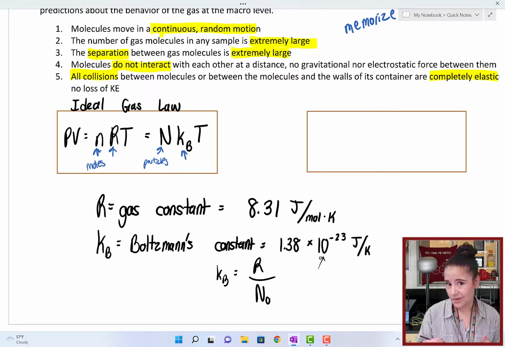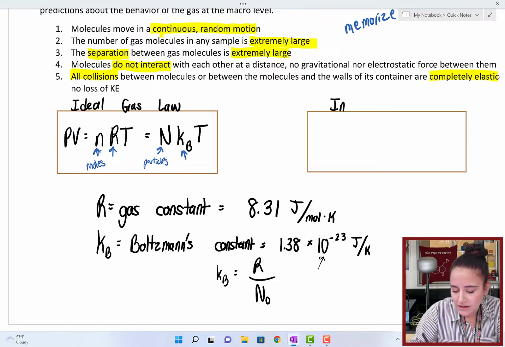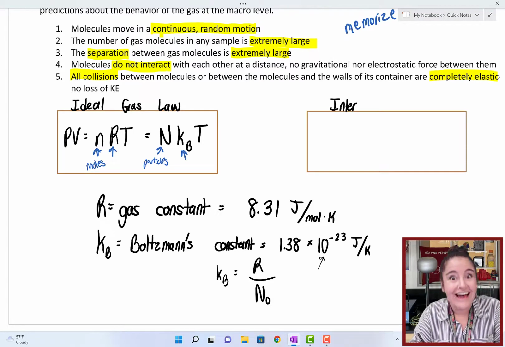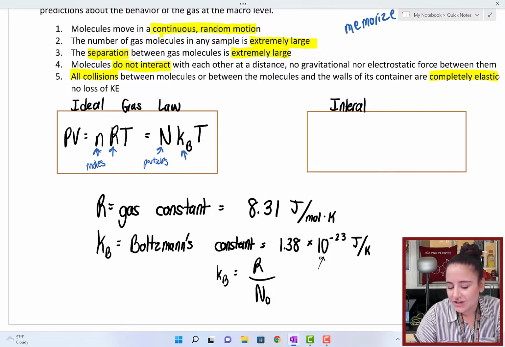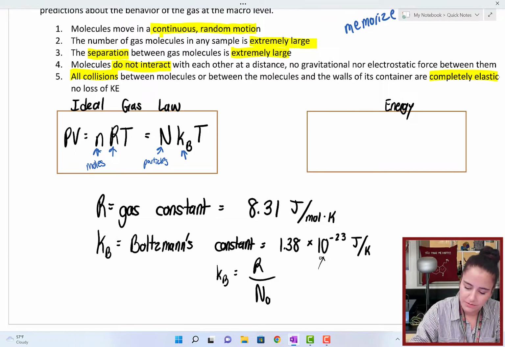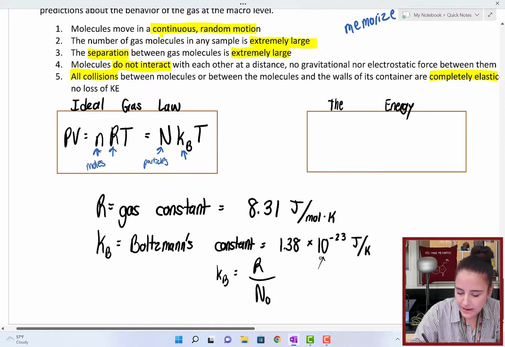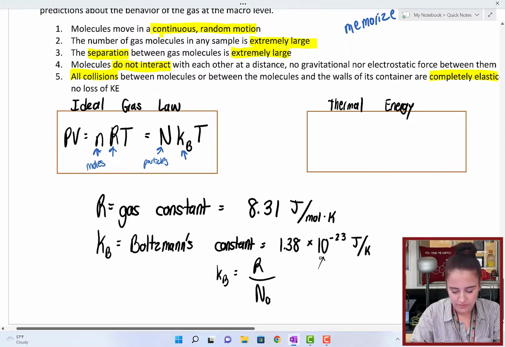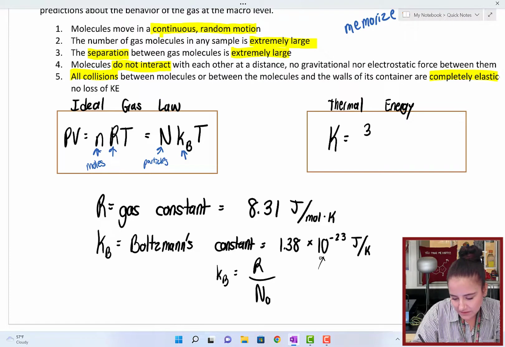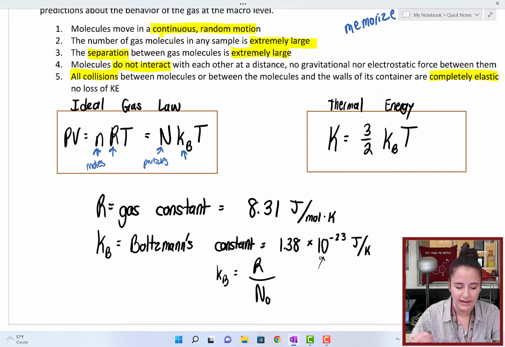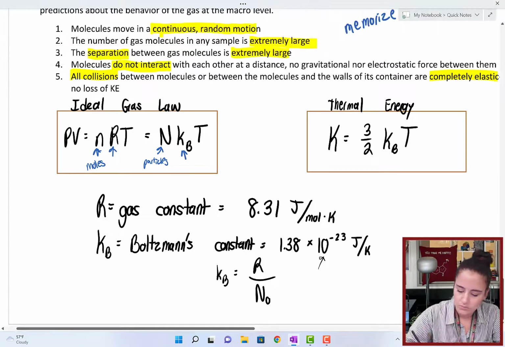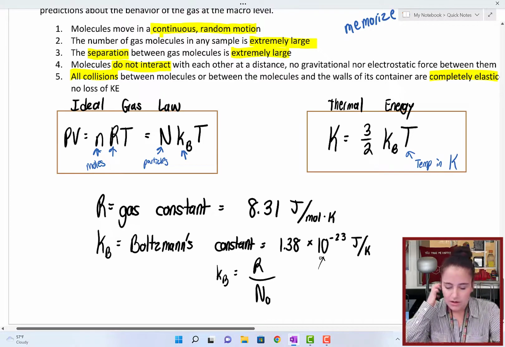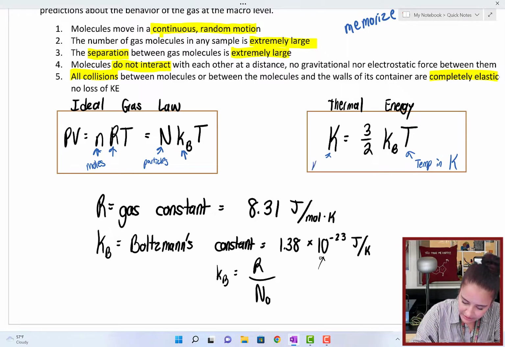But there's another equation on our equation sheet that we'll use on occasion for internal energy, okay, or kinetic energy. Actually, I'm going to call this one thermal because we're talking specifically about the internal kinetic energy of a particle. And that's K equals 3/2 Boltzmann constant times the temperature in Kelvin. And this K is for the kinetic energy.